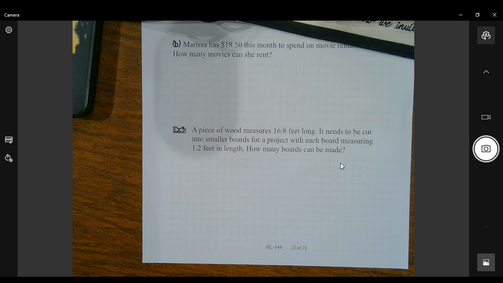It says a piece of wood measures 16.8 feet long. It needs to be cut into smaller boards for a project with each board measuring 1.2 feet in length. How many boards can be made? So, what do you think the operation that we should do here is? Should we add, subtract, multiply, divide?